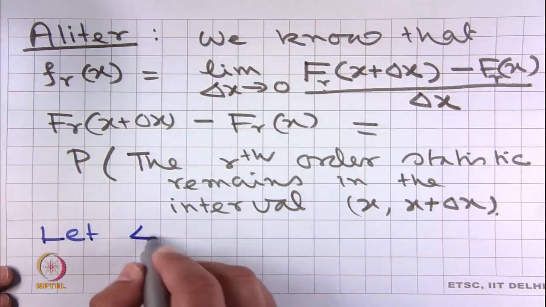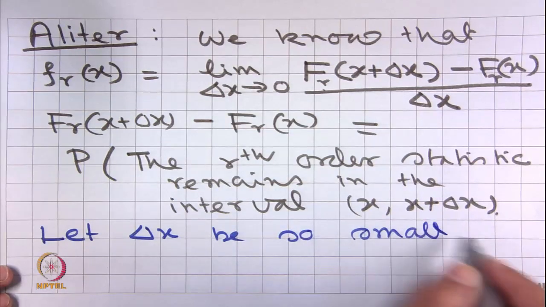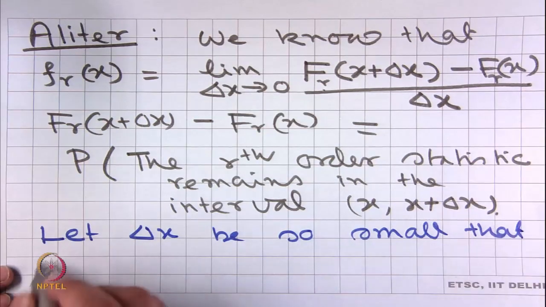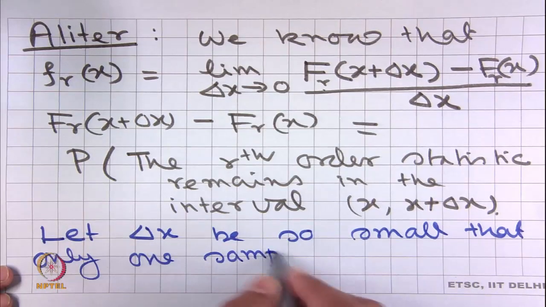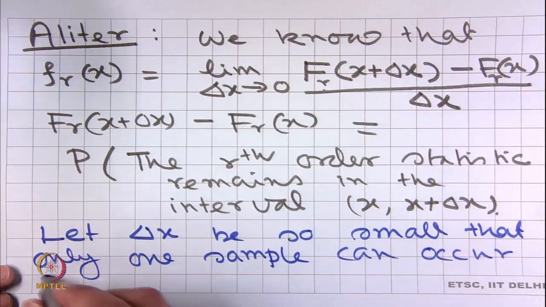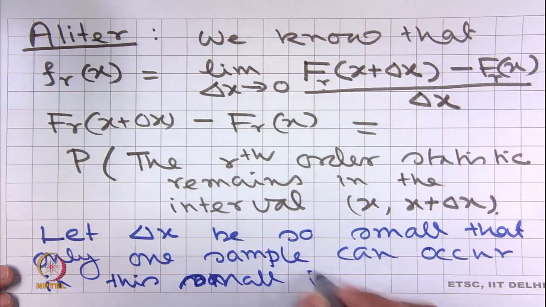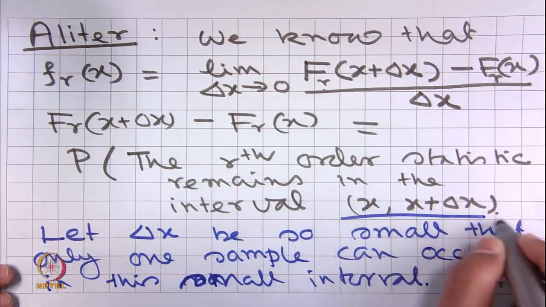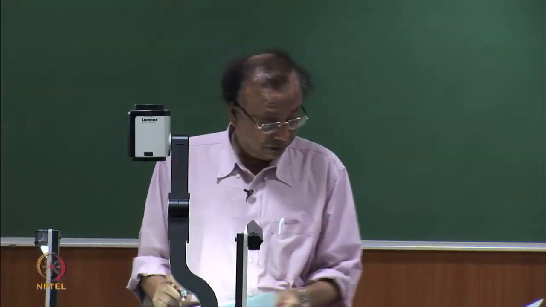Let delta x be so small that only one sample can occur in this small interval, x to x plus delta x. Then what will happen?